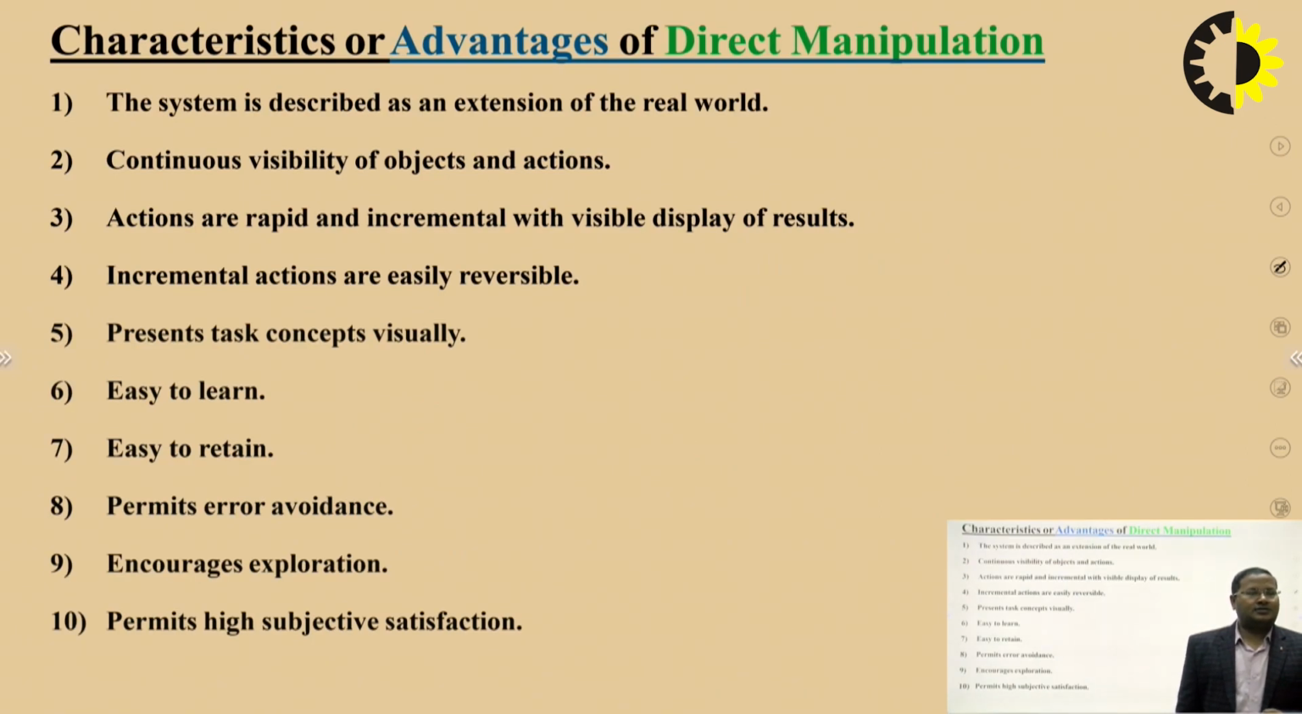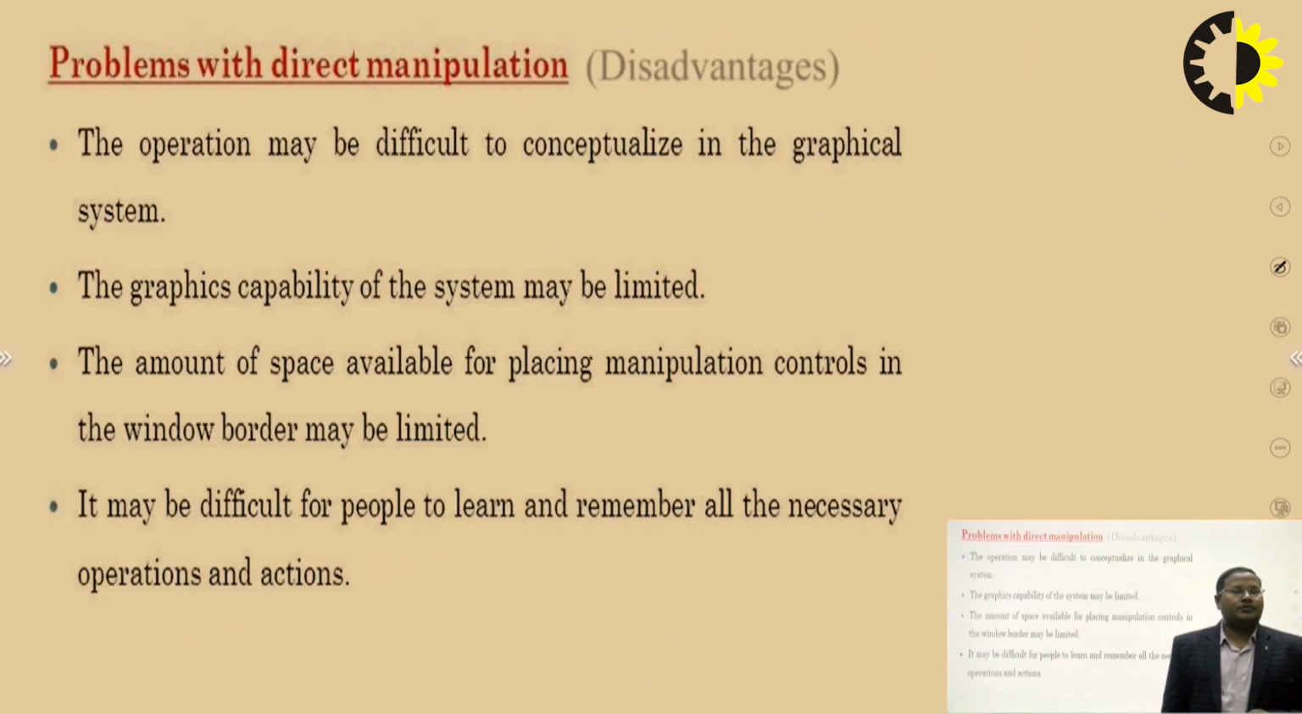Incremental actions are easily reversible. In direct manipulation, we can present task concepts visually. It is easy to learn, easy to retain, permits error avoidance, encourages exploration, and permits high subjective satisfaction. So these are the main advantages of the direct manipulation interaction style in the user interface while doing human-computer interaction.